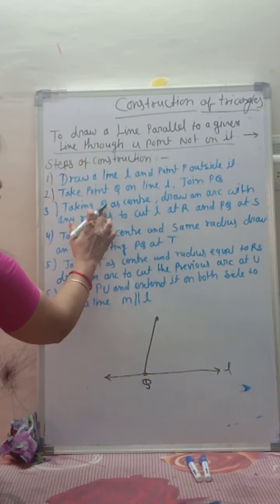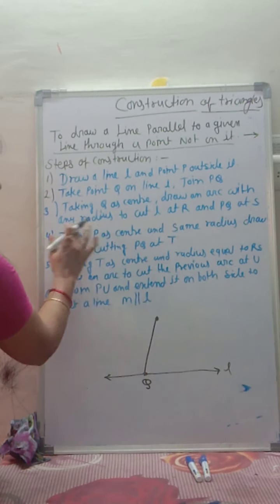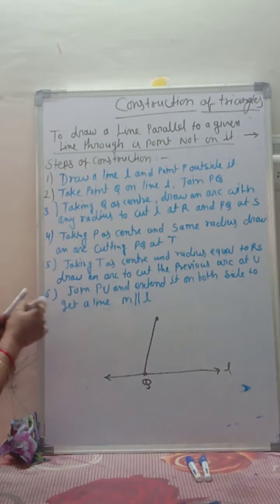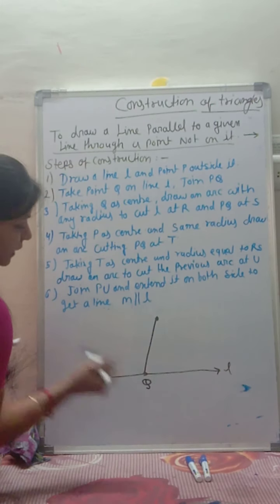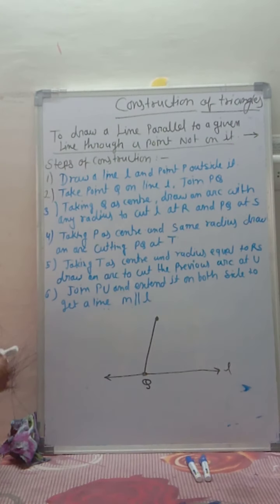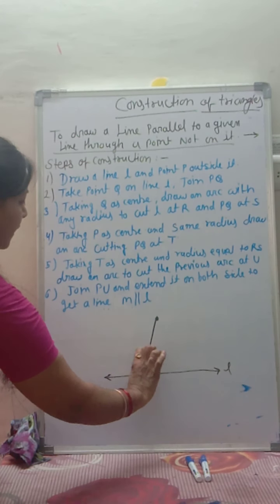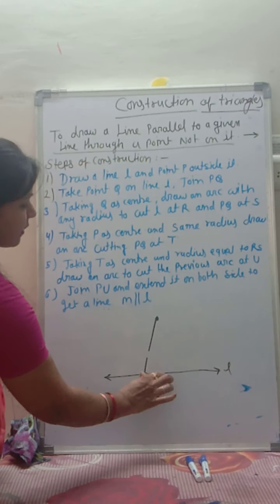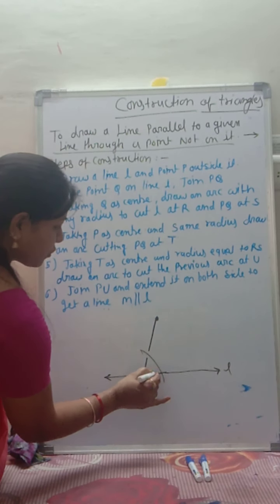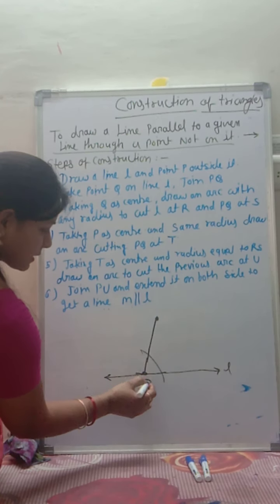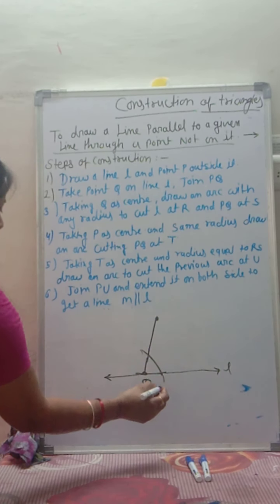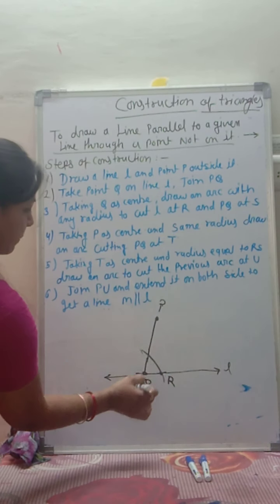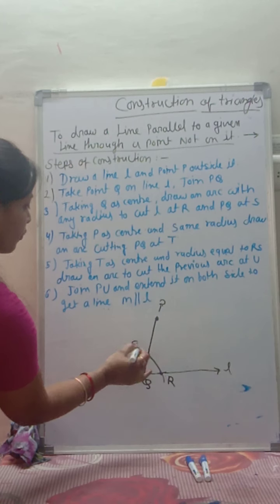The third step is taking Q as a center, draw an arc with any radius to cut L at R and PQ at S. So first put the compass here, take any radius, and draw an arc with Q as center. This arc cuts line L at a point called R, and it cuts the line PQ at a point called S.